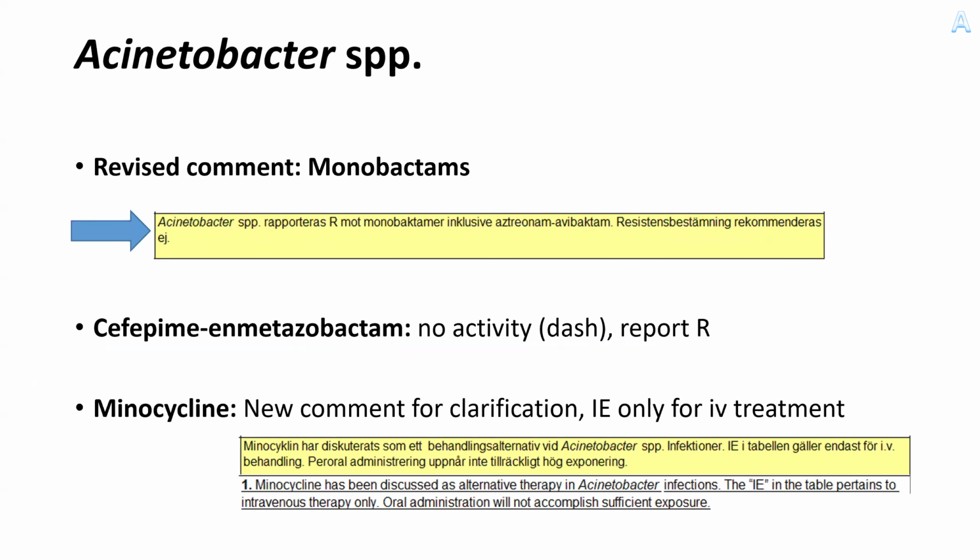We have a revised comment for the monobactams, stating that aztreonam-avibactam is not a good compound for the Acinetobacter species. It should be reported with an R without prior testing, and the same goes for cefepime-enmetazobactam. Then regarding minocycline, which we might not use a lot in the Nordics, there's a new comment for clarification that the classification of insufficient evidence only goes for the intravenous treatment, not the oral treatment.